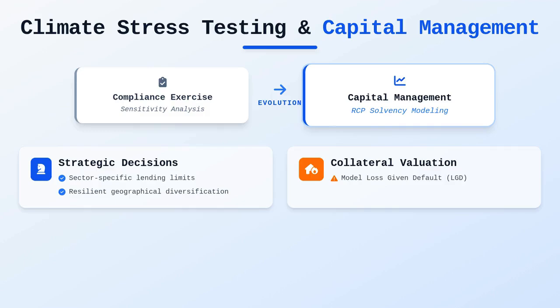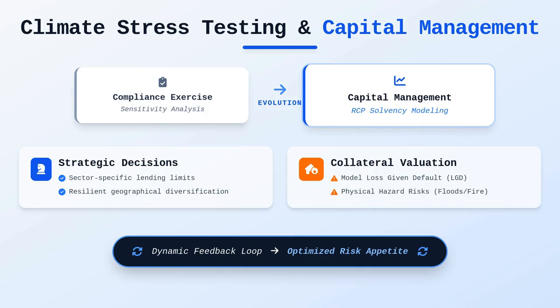Understanding how to model loss given default in a climate-stressed environment requires you to reconsider the valuation of collateral, especially when that collateral is susceptible to physical hazards like floods or wildfires. Effectively executed, this stress testing process provides a dynamic feedback loop that allows the firm to optimize its risk appetite while navigating the underlying structural changes of a warming global economy.